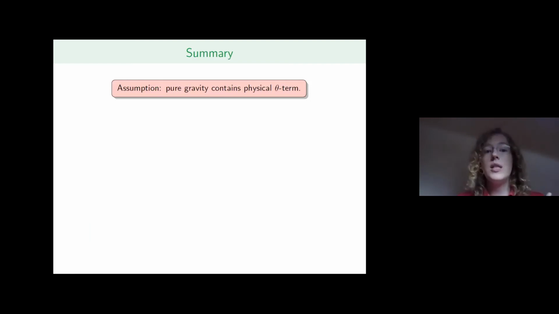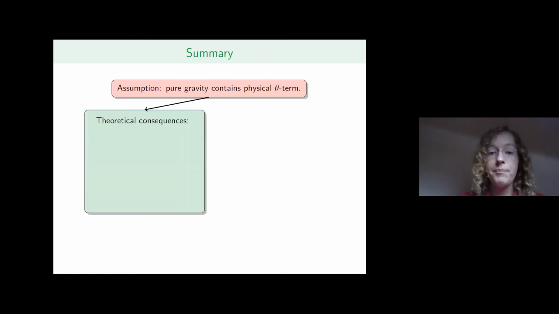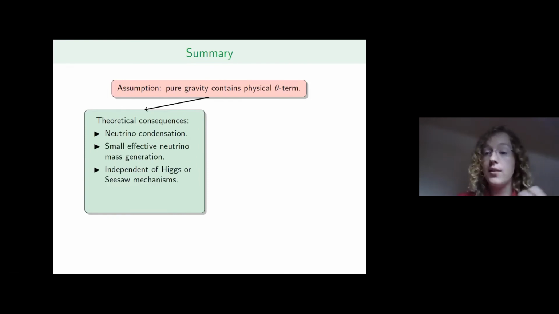To sum up, we started with this one assumption that we have this theta term in the pure gravitational sector. And I mentioned it's still an open question whether the term is a mathematical artifact or really physical, but there are a lot of non-perturbative effects that can very likely make this term physical. So we examined on which energy scales these effects could take place, and we saw it has to be below the electron volt and above the milli-electron volt scale. So we saw that at this scale, this gives rise to condensation, and the neutrinos would be the main particles affected by this. This gives rise to small effective neutrino masses and is independent of any Higgs or seesaw mechanisms.